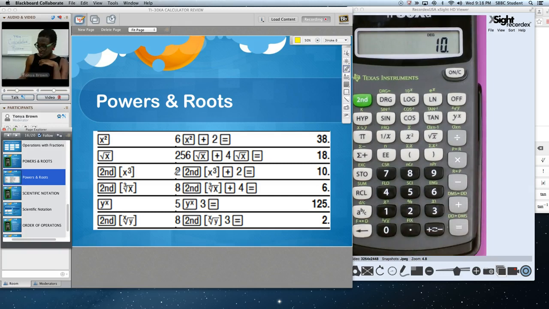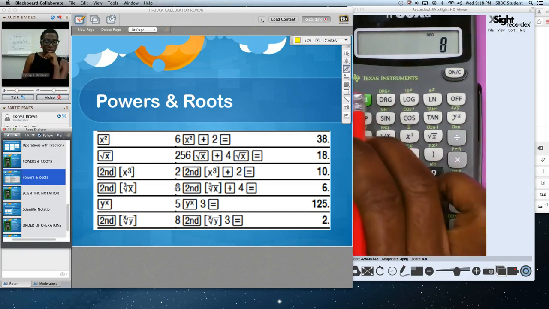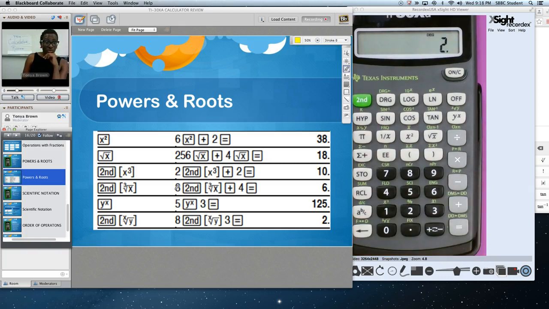All right. Let's play a little bit further. Let's go ahead and do the cube root of 8. What number times itself gives us 8 when you multiply it 3 times? That's going to be 2. So if you take 8, we hit second, and then we hit the cube key, which is above the 0. We're going to get that.